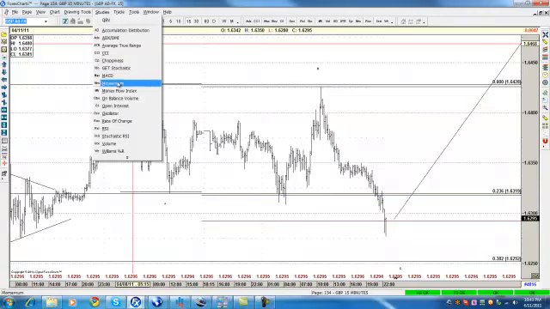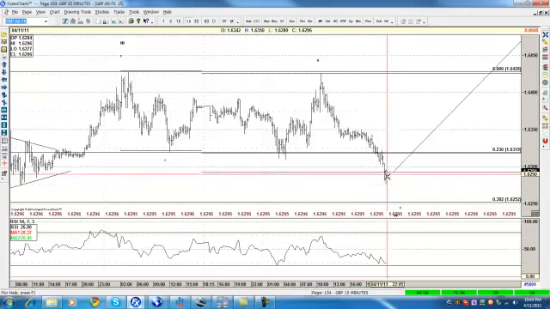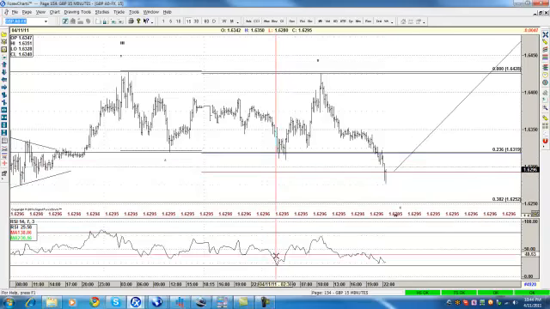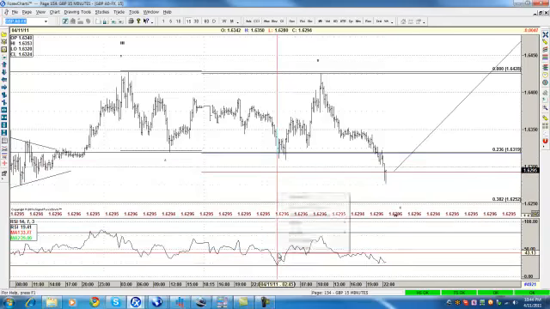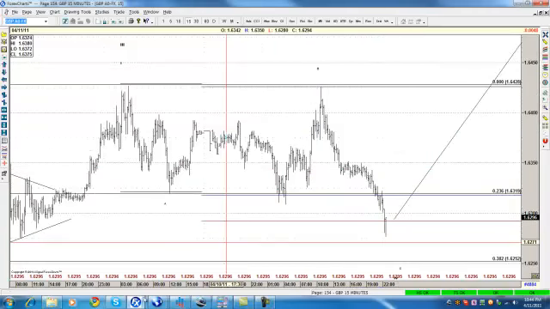Not only that, if we go to the RSI, we get in here a lower low than this one, but the RSI is not confirming the lower low. So that means that this is a flat and the pound is going to get strong.